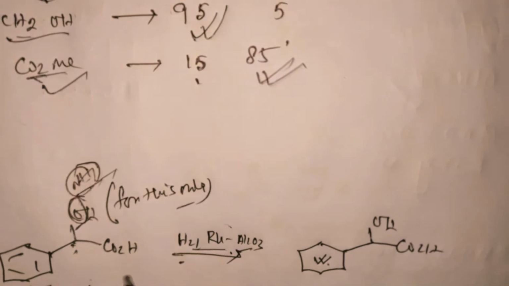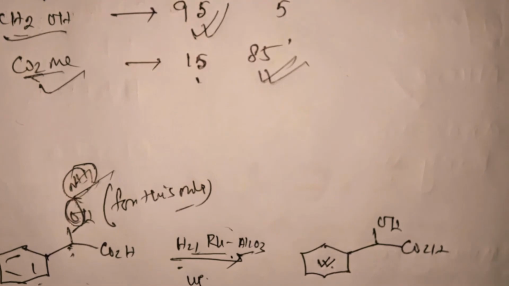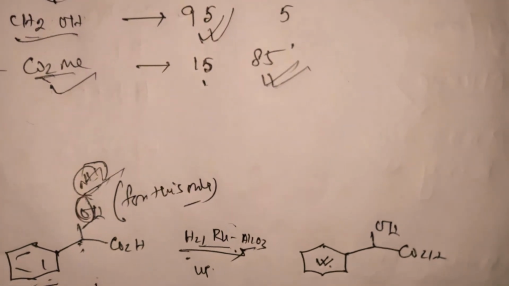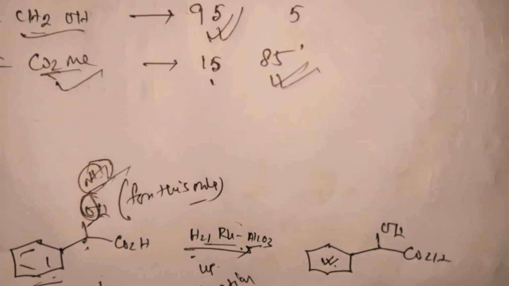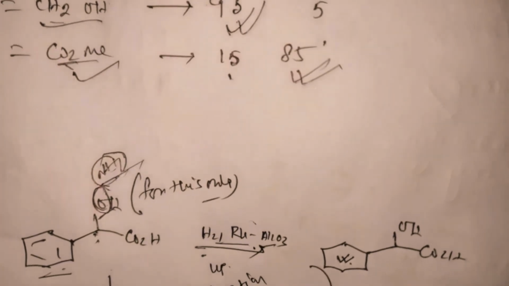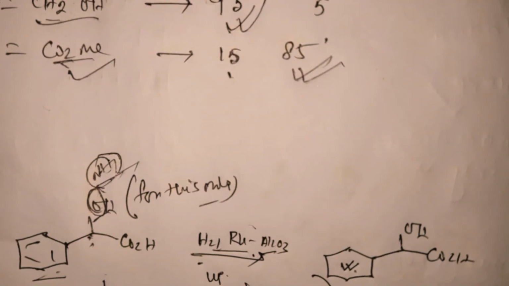Okay, so that is up to catalytic hydrogenation. In the next video we will discuss the remaining part of catalytic hydrogenation, and then we will move on to reduction by reducing agents, where we will look at chemoselectivity and different selective reducing agents. Okay, so fine.